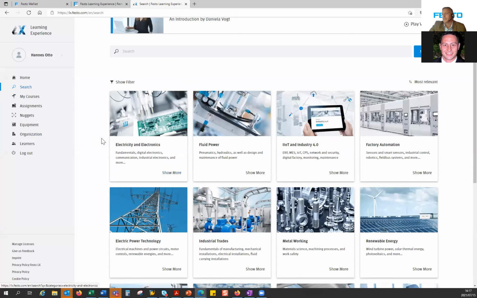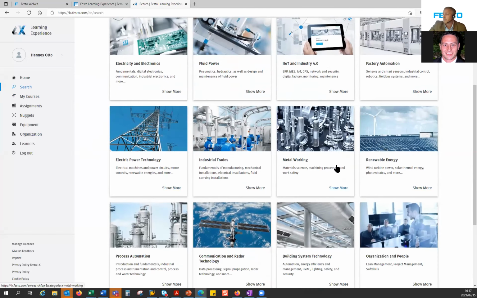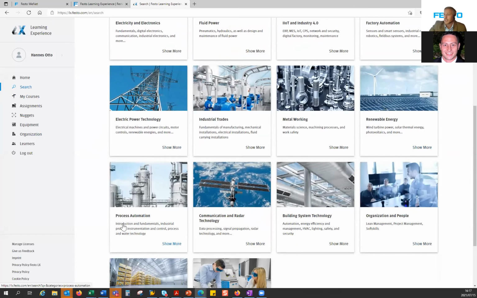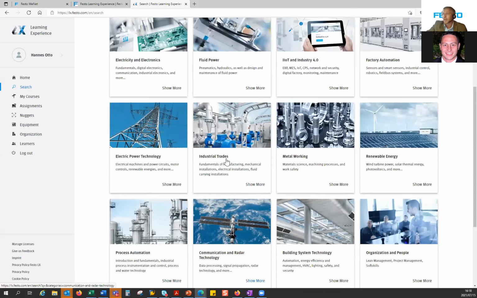Okay, fantastic. All right, so we can see that there's electricity, electronics, fluid power, Internet of Things, Industry 4.0, factory automation, electric, metalworking, renewable energy, process automation, even communication and radar technology, and logistics. So this would be more your soft skills, organization and people.